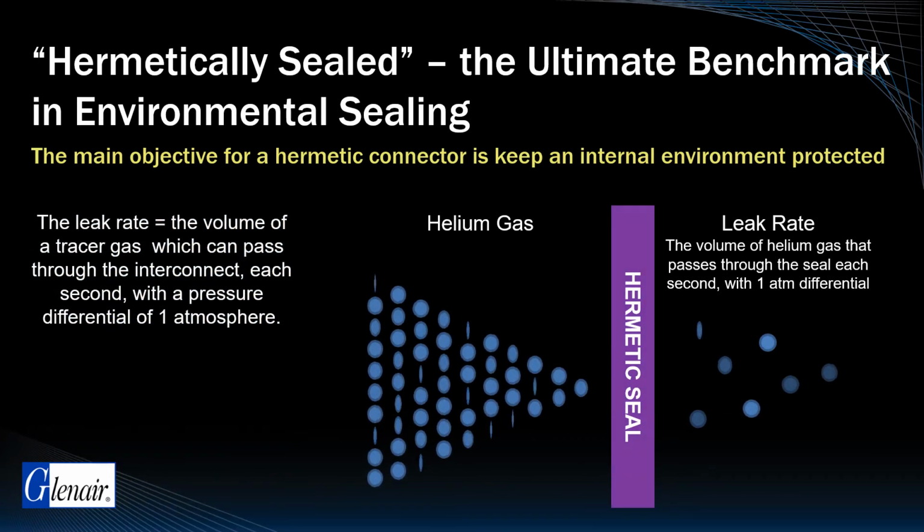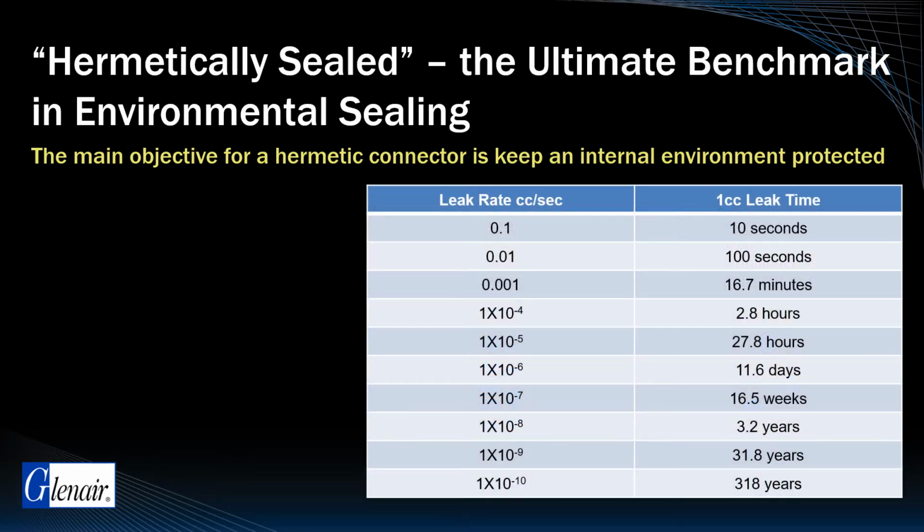The leak rate is measured by the volume of a tracer gas, such as helium, which can pass through the interconnect each second with a pressure differential of 1 atmosphere. The unit of measure which is commonly used in such testing is atmospheric cubic centimeters per second of helium.